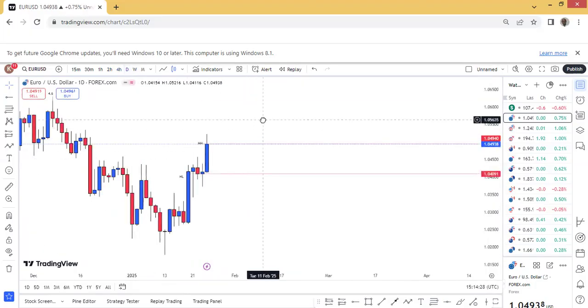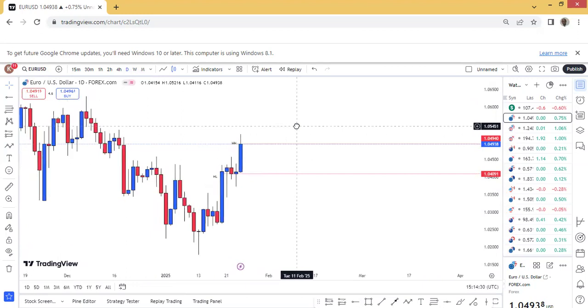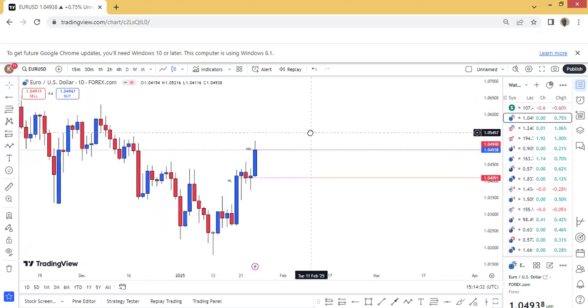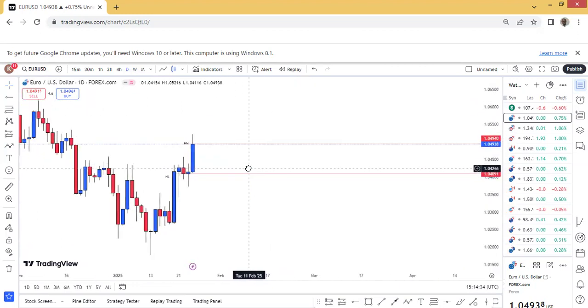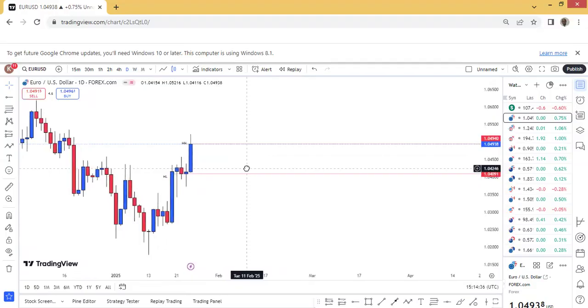So I'm going to be very careful trading this pair because of how it looks. The weekly is bearish, the daily and the 4 hours are bullish. Sorry for going ahead of myself.